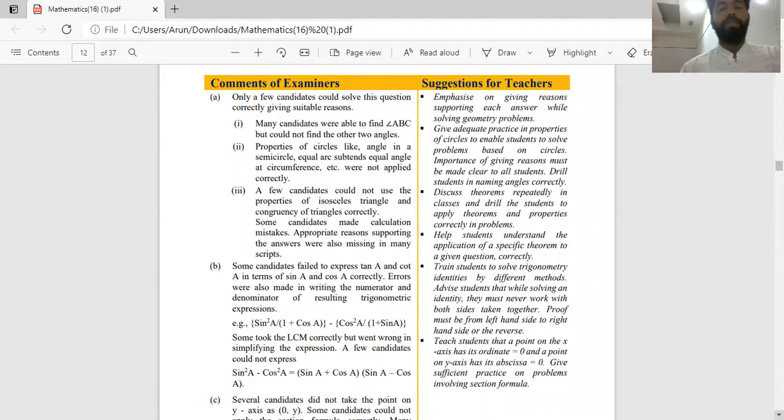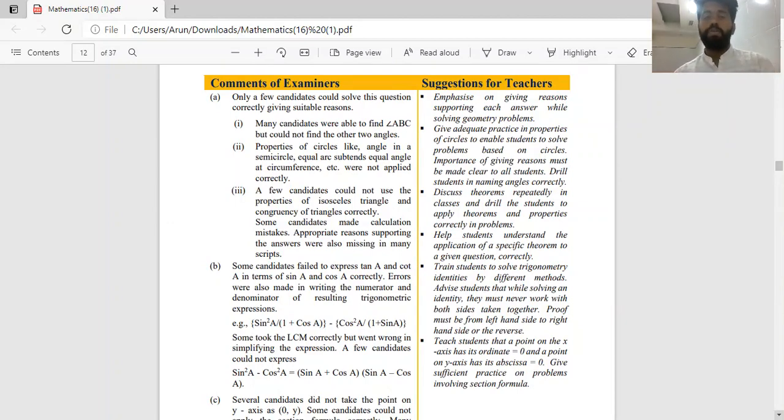In this, one of the biggest mistakes that students made was they were not able to express tan and cot in terms of sin and cos, which is the very first rule, that is to convert secondary ratios into primary ratios. Errors were also made in writing the numerator and denominator of resulting trigonometric expressions. Some took the LCM correctly but went wrong in simplifying the expression. A few candidates could not express sin square A minus cos square A as sin A plus cos A into sin A minus cos A. They did not apply A plus B, A minus B properly, and because of that there was a problem as well.